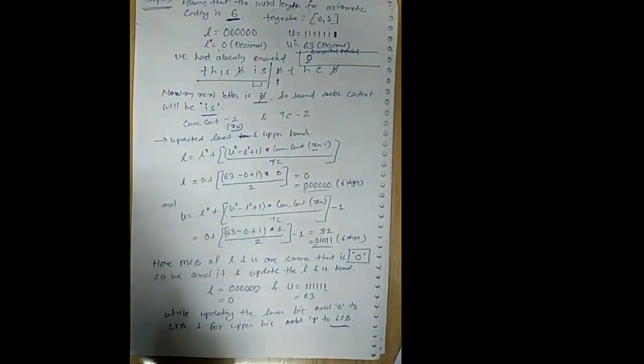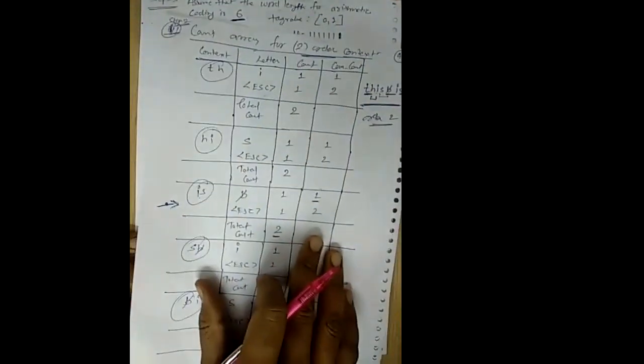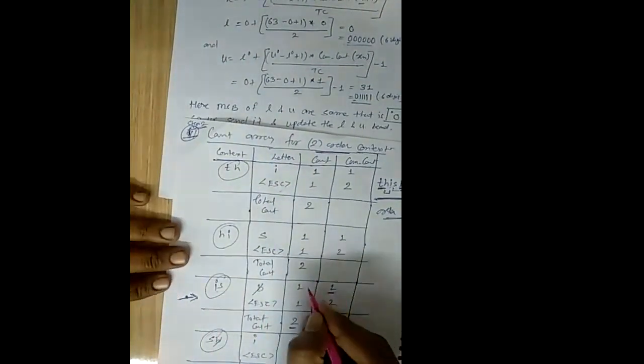I can use a pencil to make it better for you. So I need to start updating the table from the second order context. In the second order context I need to start updating the table where I found the symbol, that is at B. So the new updated symbol count will be 2. Cumulative count will become 2 because starting is 2. Then the total count will become 3. 1 plus 2 will become 3.